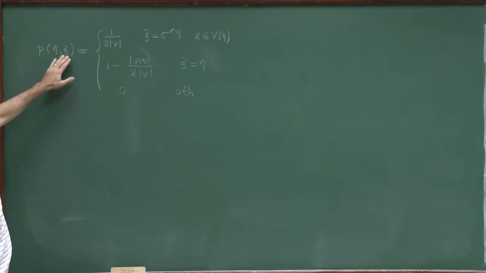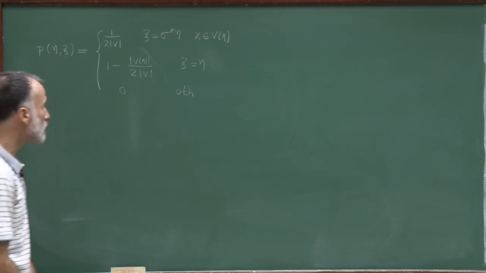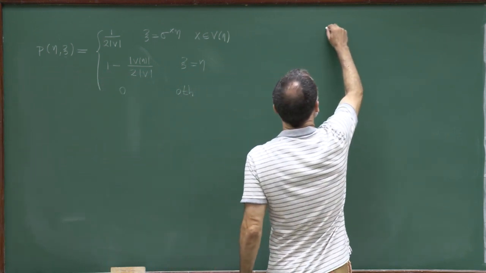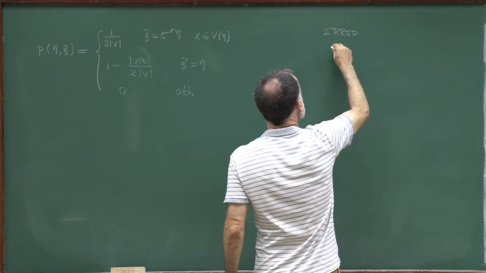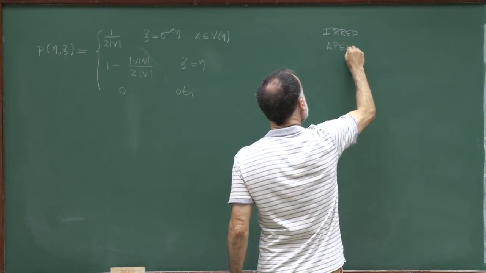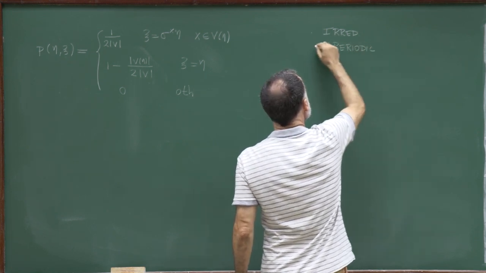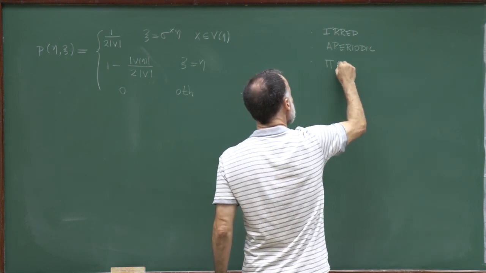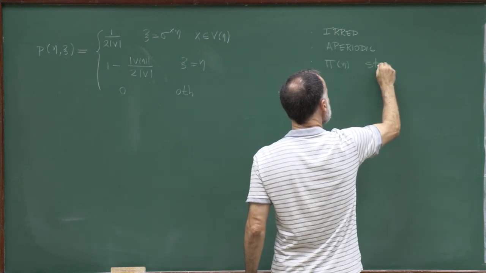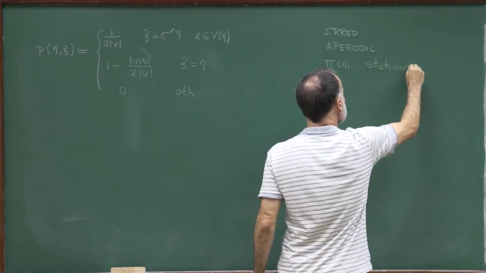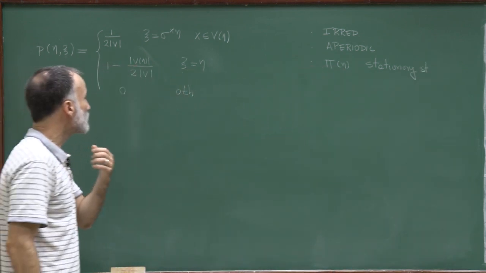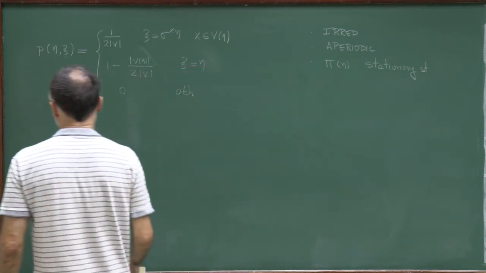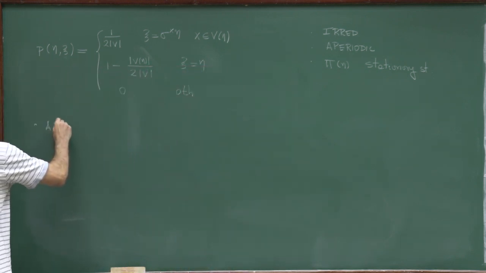So I left here the transition probability of the Markov chain I just defined, and now I claim, as I said, that this Markov chain is irreducible, it's aperiodic, and that the uniform measure pi of eta is the stationary state. So let's prove all these properties.